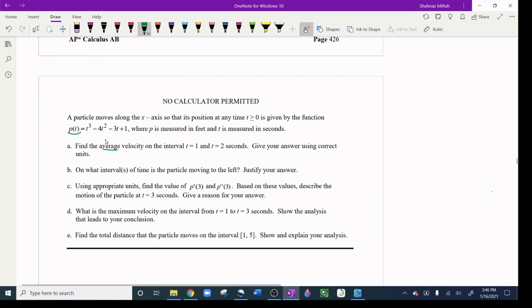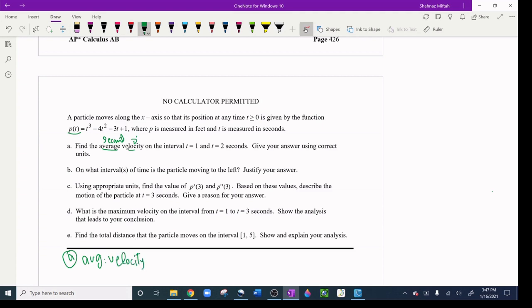Average means secant slope, and velocity, that's the first derivative, so actually we are looking for the secant slope on the interval t equals 1 to t equals 2 seconds. Give your answer using correct units. So secant slope, like part A, I'm looking for average velocity.